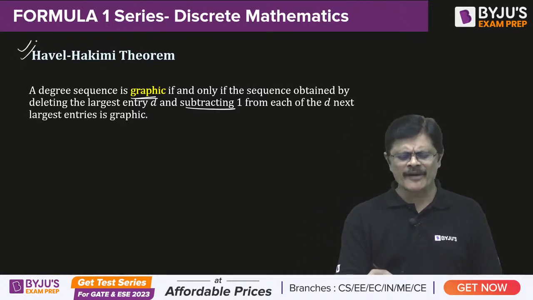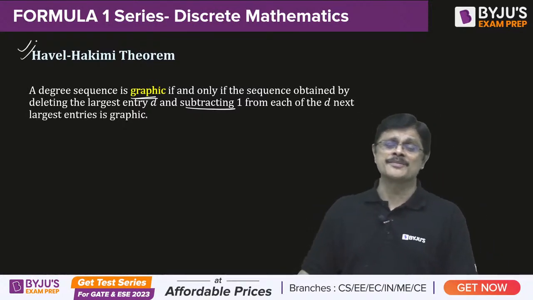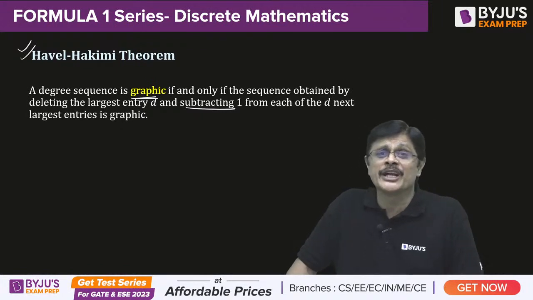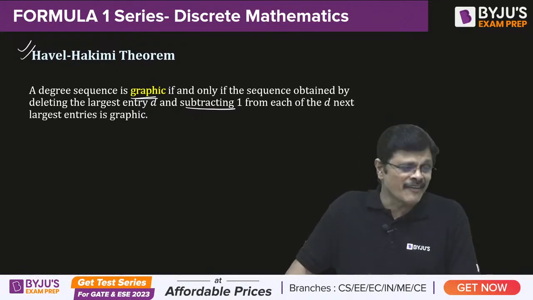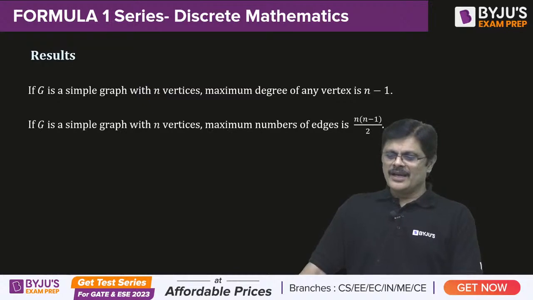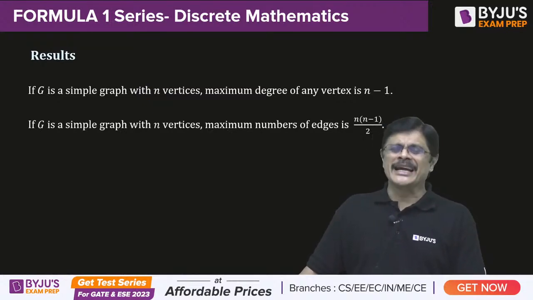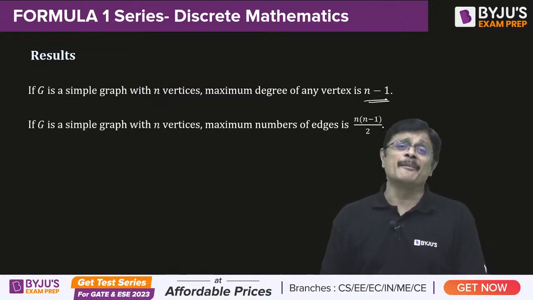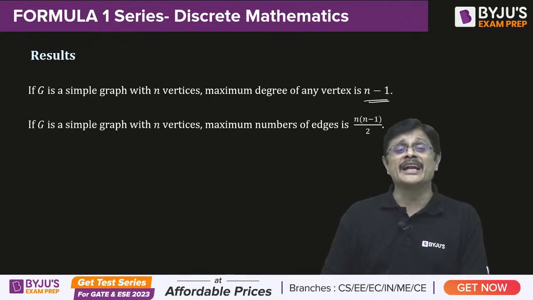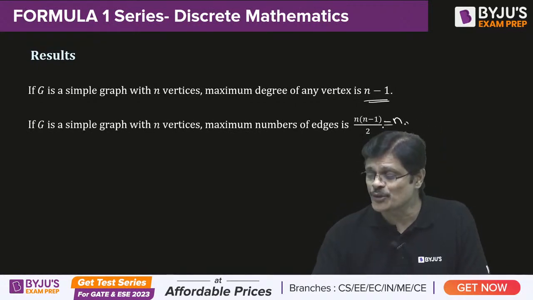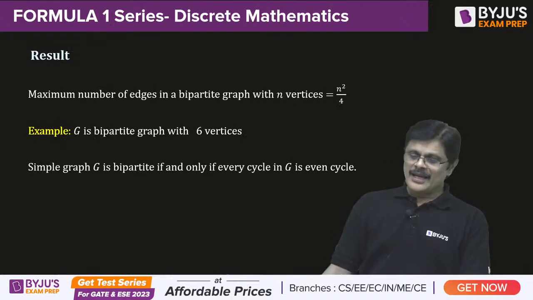This is one of the important results, my dear friend, for solving problems. They give you a degree sequence and we need to verify whether it is graphic or not. Now, in a simple graph, the maximum degree will be n minus 1 and the maximum number of edges would be n into n minus 1 by 2, that is nC2, my dear friends.